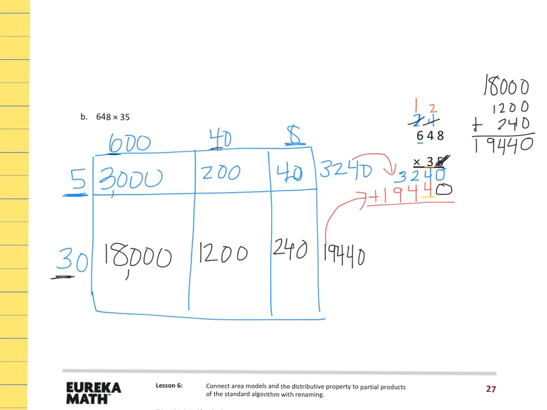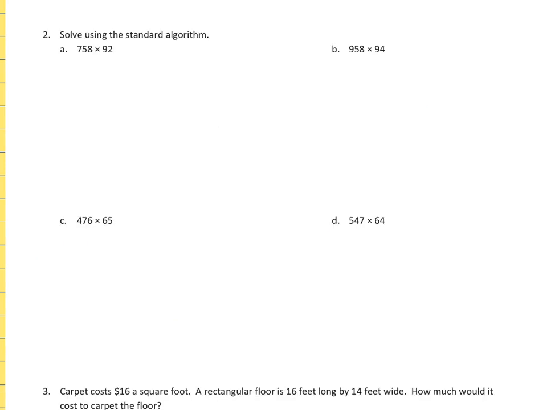Now I need to add them together. 0 plus 0 is 0, 4 plus 4 is 8, 2 plus 4 is 6, 9 plus 3 is 12, so bring the 1 to the 10,000s, 2 in the thousands, and 1 plus 1 is 2. So you have 22,680.